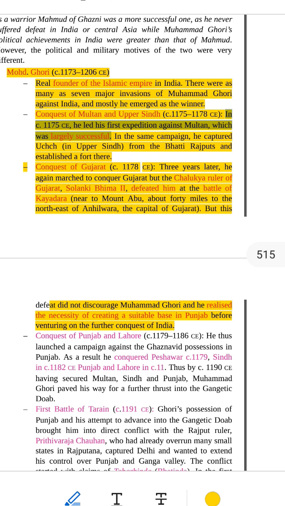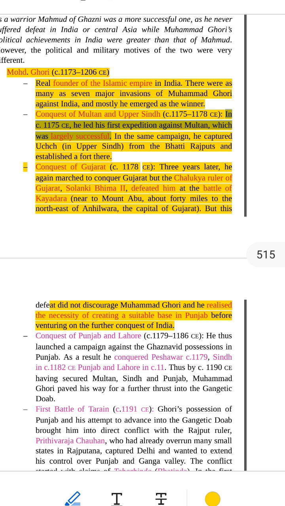Here is a great, deeply detailed, yet very simple summary of everything you've learned so far about Muhammad Ghori's early invasions of India, explained like a story for beginners, with full clarity and examples. Deep summary. Muhammad Ghori's early invasions into India, 1175 to 1178 CE.